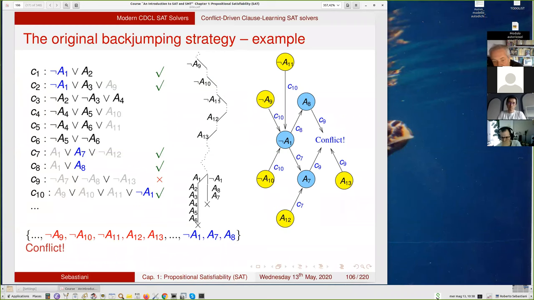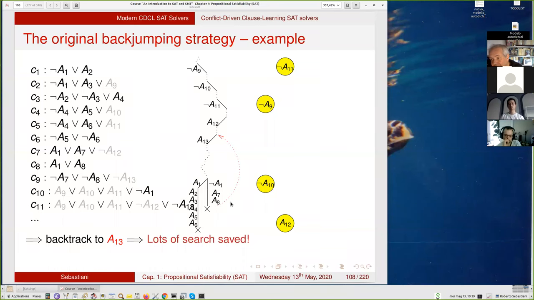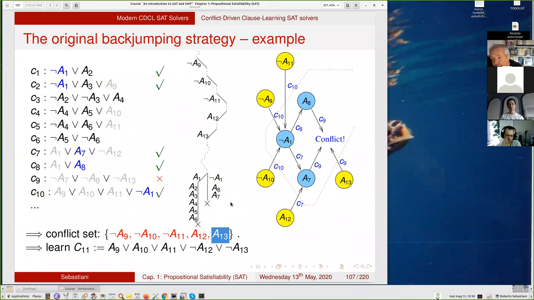And having a conflict, applying the same technique, check it well. I give you as an exercise to check and do this; this time you obtain this clause here. Okay, resolution. But now what you do is you apply... what is the most recent decision contained here? Not A3, not A13. You jump to the most recent decision involved in the conflict set.